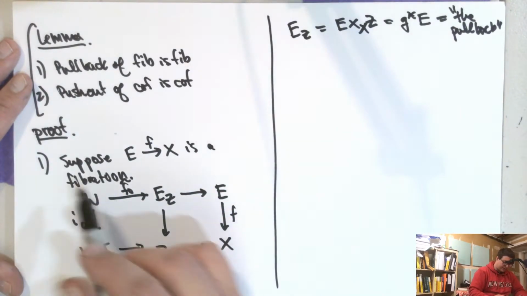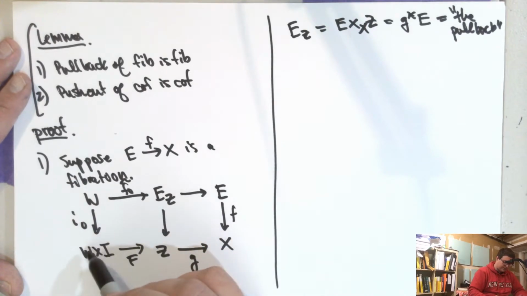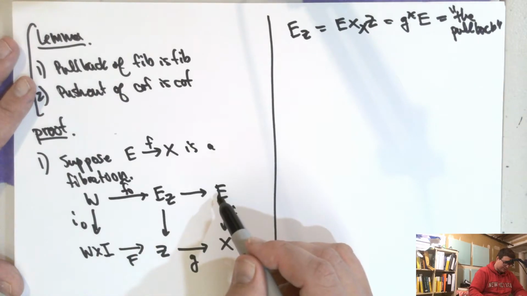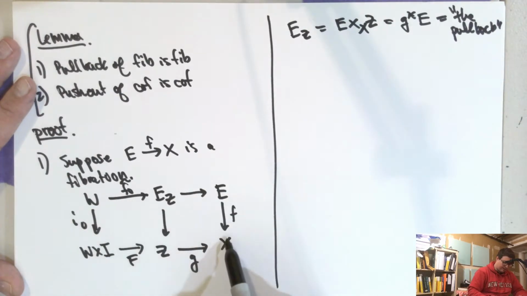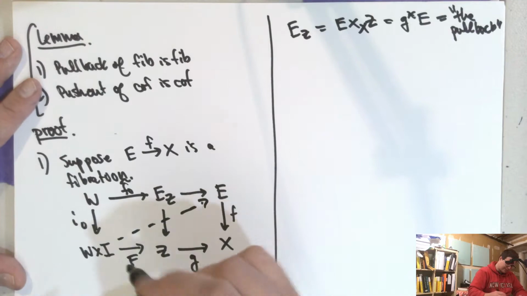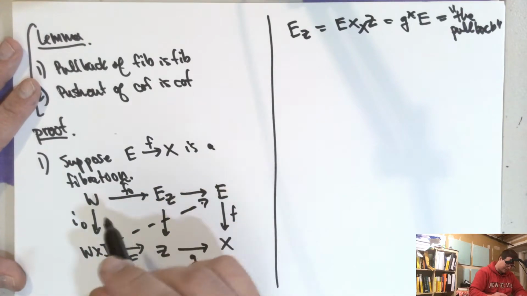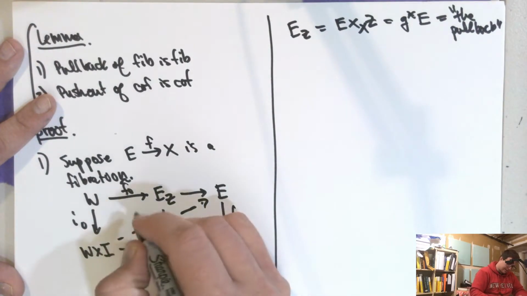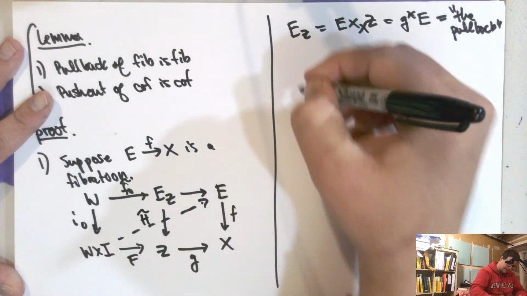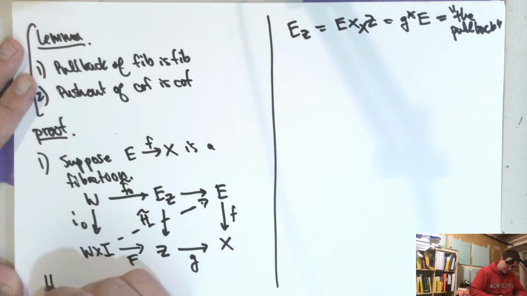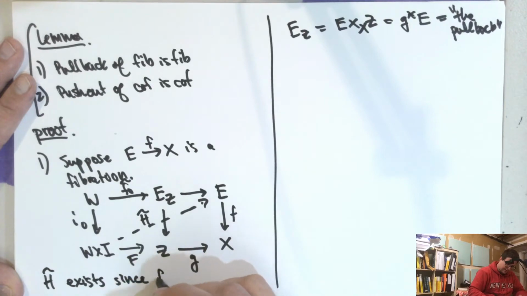Anyway, back to here. We wanted to show that this pullback is a fibration. But we know that this one here is a fibration, and we have a map here and a map here. So this map exists because F is a fibration. We'll call that H tilde. So H tilde exists since F is a fibration.